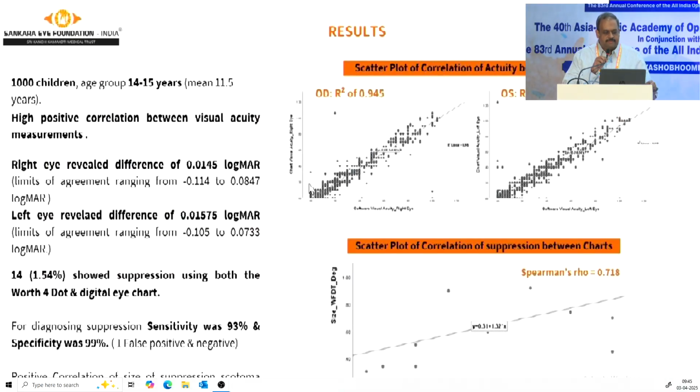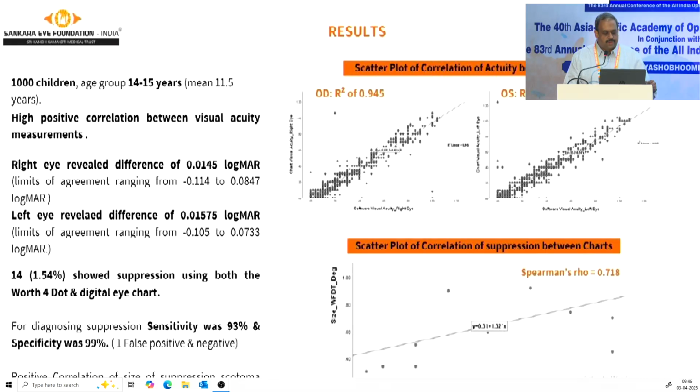As I mentioned, we looked at around 1,000 children with a mean age of 11 and a half years. We found a high positive correlation between visual acuity measurements, and the limits of agreement were very similar both for the right and left eye, although we recorded the vision binocularly.